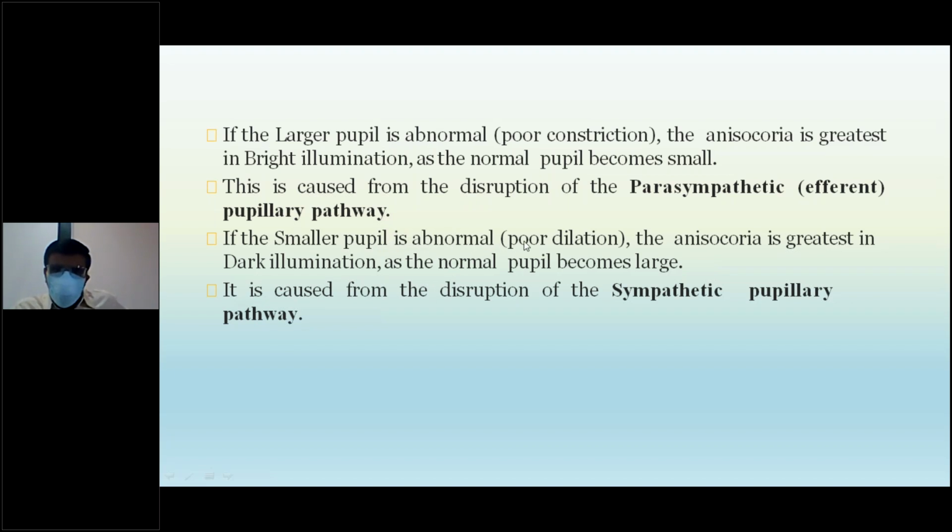The smaller pupil is abnormal. There is poor dilatation. Anisocoria is greater in dark illumination. It indicates a lesion of the sympathetic pathway.